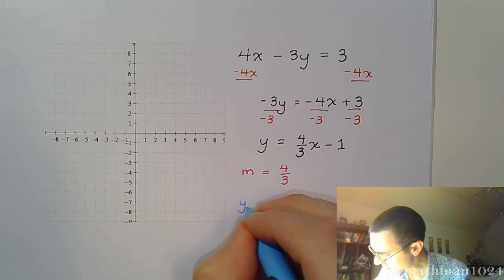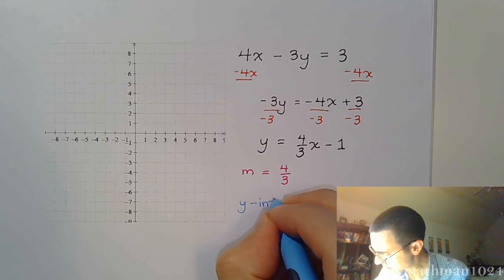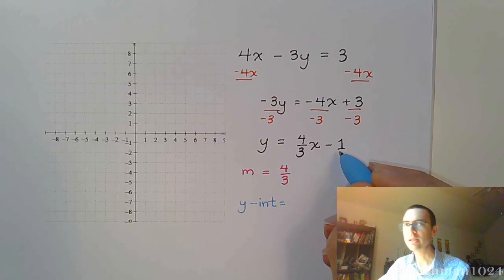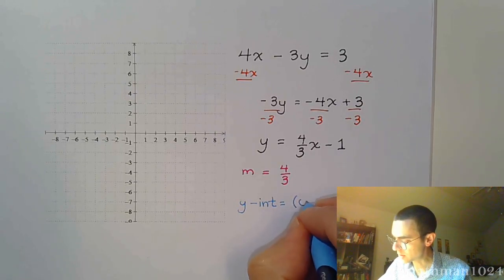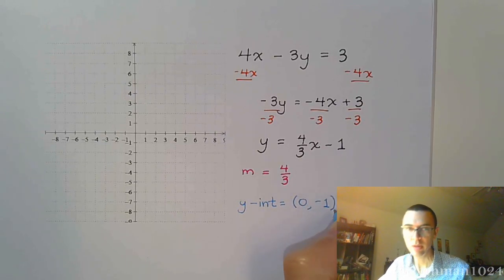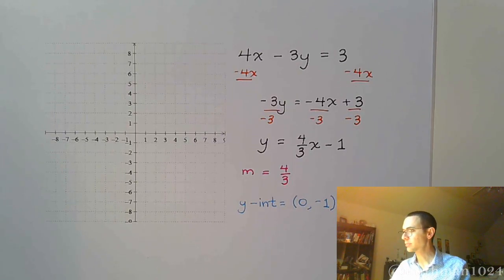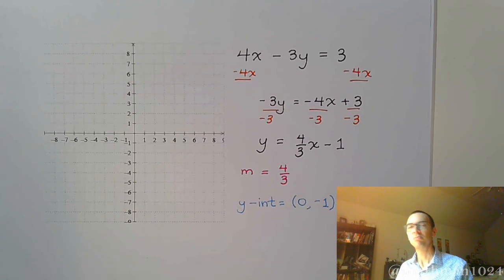And the y-intercept is not -1, but it is the ordered pair (0, -1). Armed with that information, we're going to go to the graph.